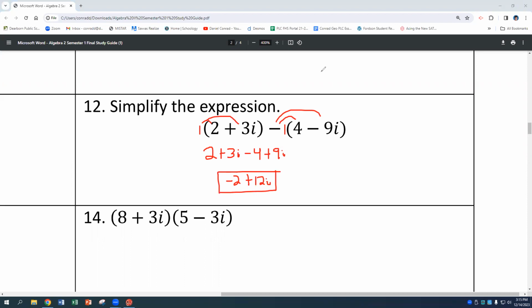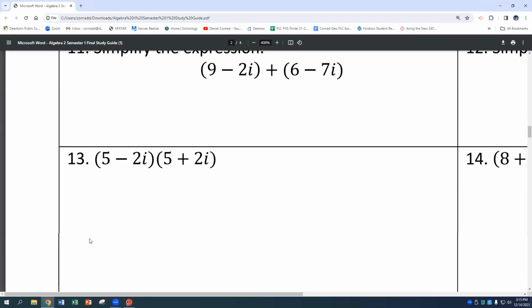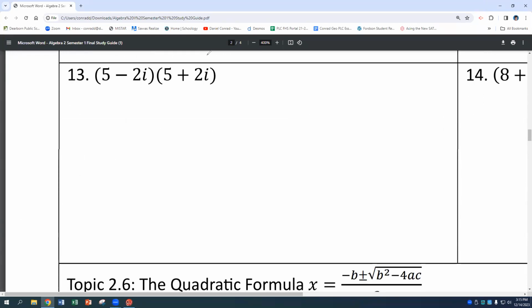All right, number 13 and 14 are multiplication. Okay, so we're going to FOIL and distribute just like we did with binomials. 5 times 5 is 25. 5 times 2i is 10i. Negative 2 times 5 is negative 10i. And then negative 2i times positive 2i is minus 4i squared.